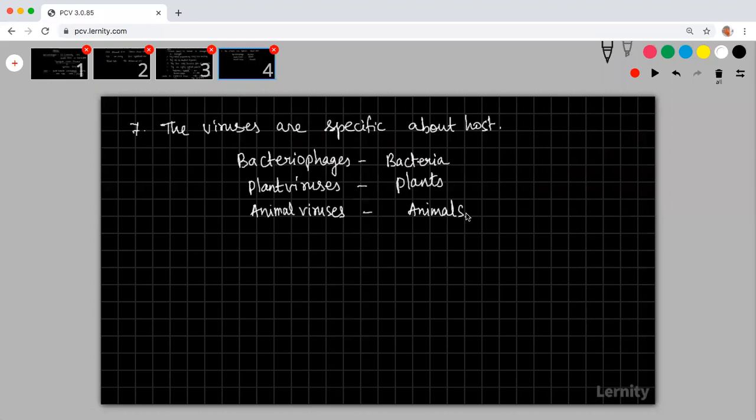Protista will come under animals and fungi will come under plants. We don't have a separate kingdom for viruses because we don't consider them living. There is a confusion about whether they are living or non-living. That is why we are trying to study it as a separate stream.